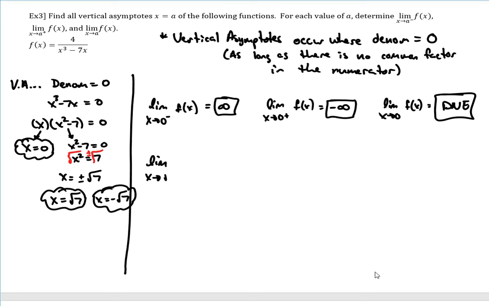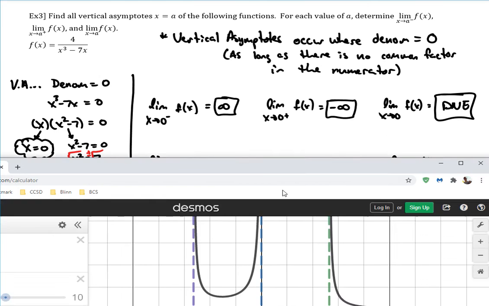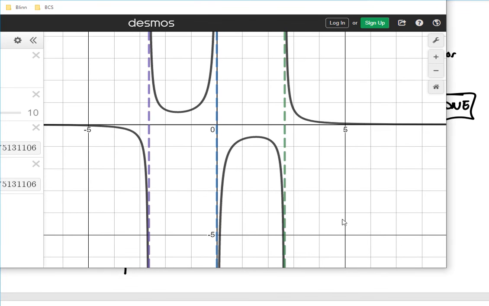Okay, so let's do the positive square root of 7 from the left. And then I'm just setting it all up. The limit as x goes to positive square root of 7 from the right of our function there. And then the limit as x goes to square root of 7 on its own, just like that. Okay, and then again, I'm just going to quickly look at our picture. Square root of 7, that's where the green one is.